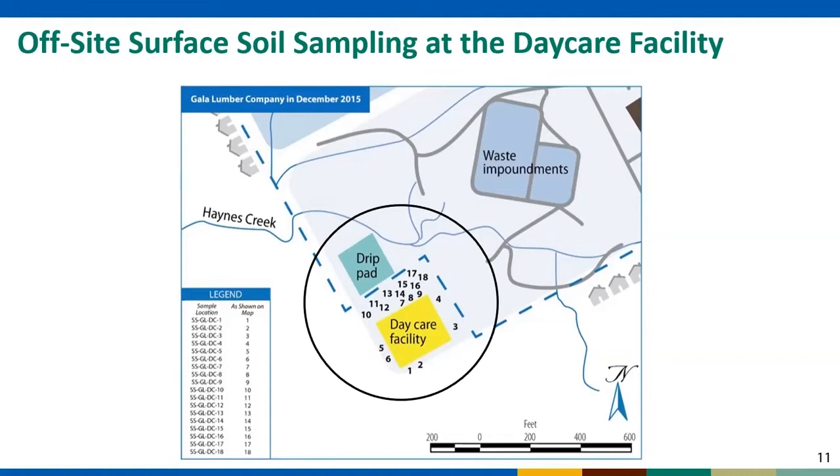This is the same figure as before, except now it shows the locations of off-site soil samples on the daycare property. It appears that we have 18 samples, which are biased towards the area between the drip pad and the daycare center. This would be considered a good bias because we would expect that this is the most likely area to be contaminated from the on-site activities at the drip pad. There are also 6 other samples taken in different parts of the daycare facility property that are not adjacent to the drip pad.